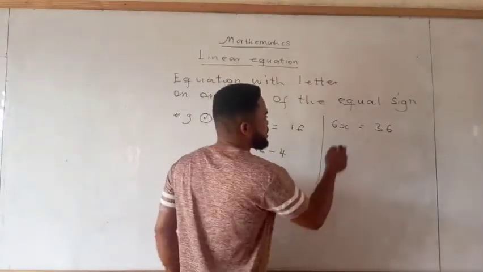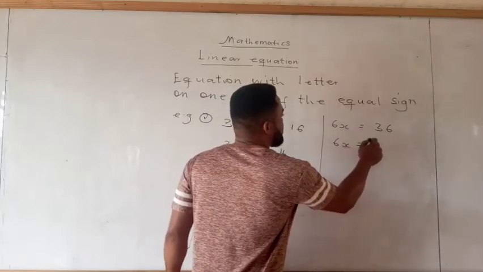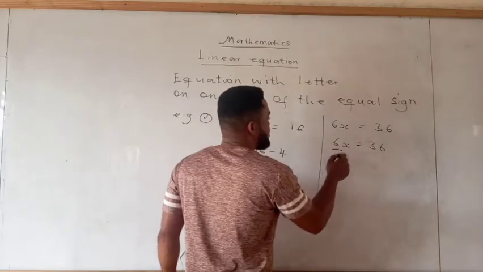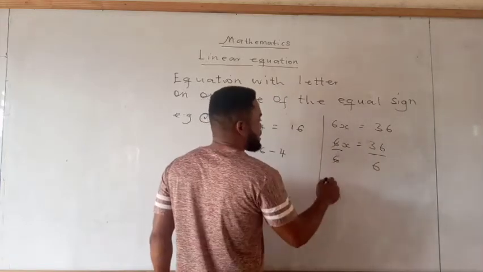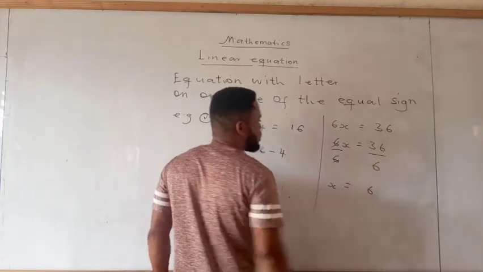By the coefficient. So it's going to be 6x equal to 36. Divide here by the coefficient. So 6 cancels 6. Our x is equal to what? 6.